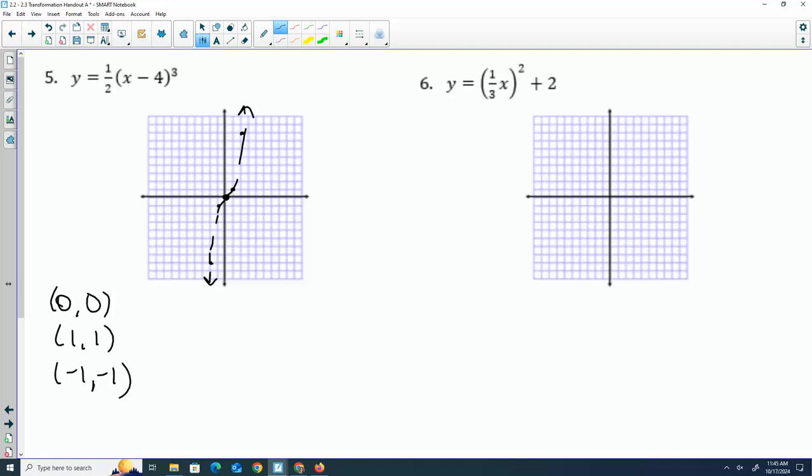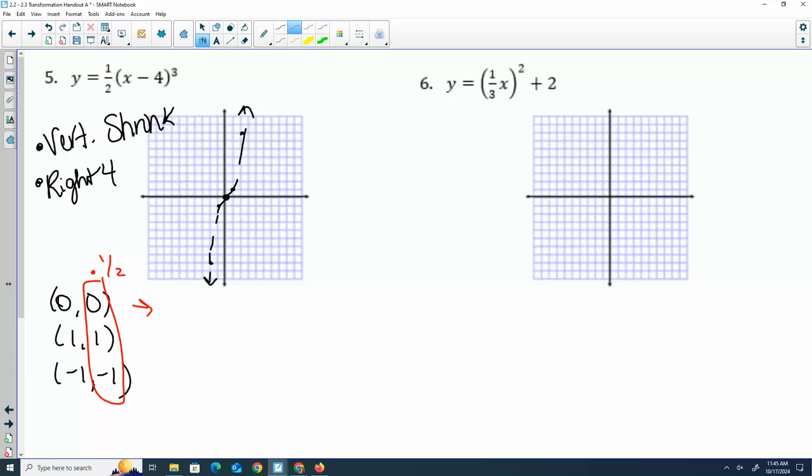The 1/2, it's outside, so is it horizontal or vertical? And it does what we think, so it will shrink. What will the -4 do? If you need to on these ordered pairs, if it's outside, it's changing our y's, does what it says. So I'm going to take those times 1/2.